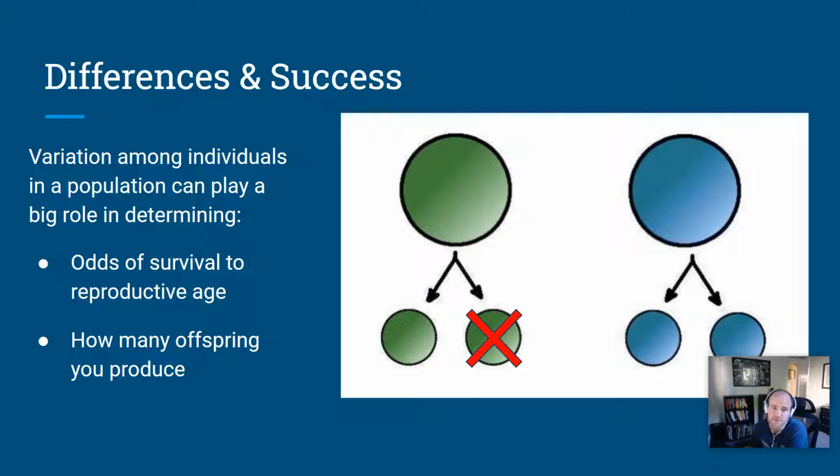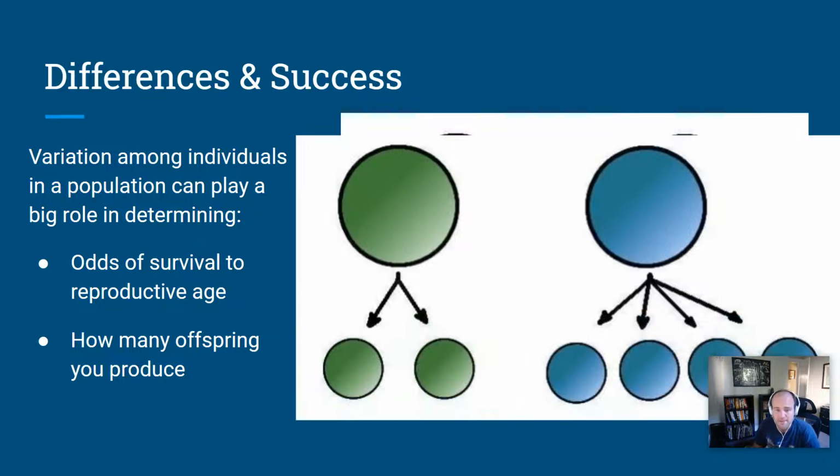So, for example, if there's a green trait and a blue trait, and the blue trait offspring survive more, well, more blue offspring are going to be made in future generations because there's more blue that survive to reproductive age. Similarly, if the blue trait allows you to produce more offspring, even though we were at 50% blue, 50% green in one generation, in the next generation, all of a sudden 2/3 of the population have that blue trait. So having more offspring means those traits are going to be a bigger part of the population.